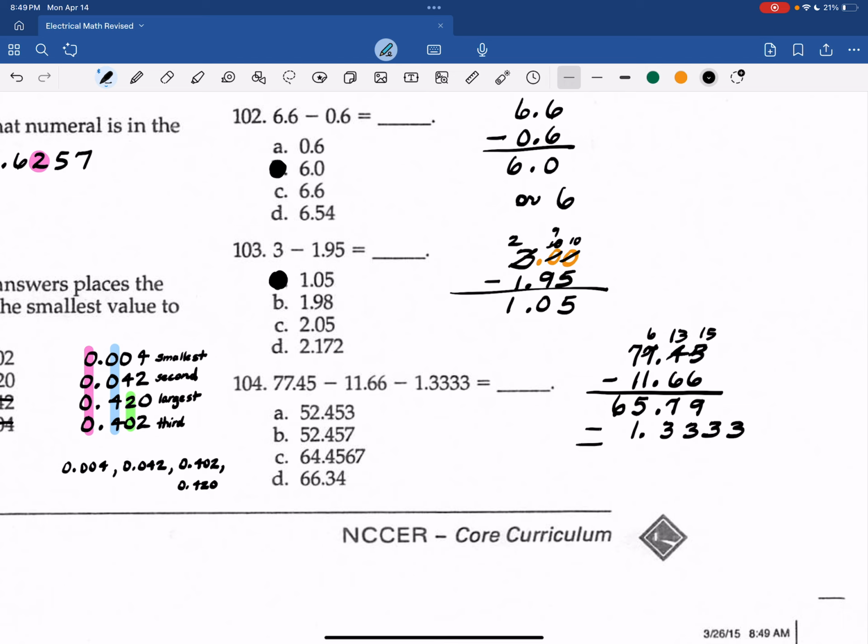1.3333. You cannot just drop those 3's. That's why it's important to be in the habit of doing your zeros. So 8 gives to this one. Take one of those and give to this one, and then you are ready to subtract. And they were nice to us. They didn't make us subtract again. So 64 and 4,567 10,000ths. If you're not in the habit of putting those zeros in, this one may get you.